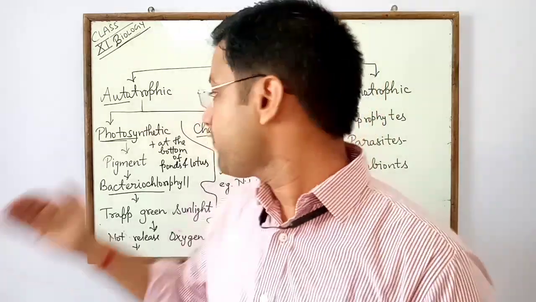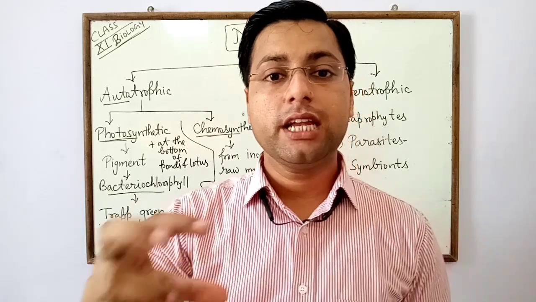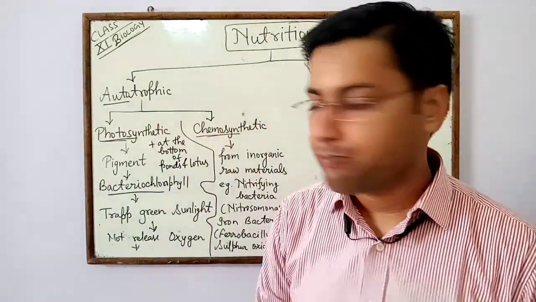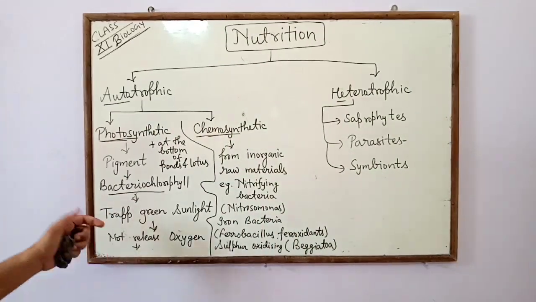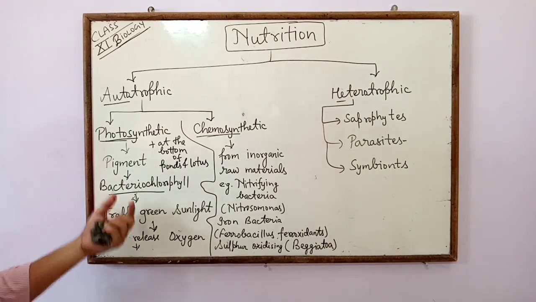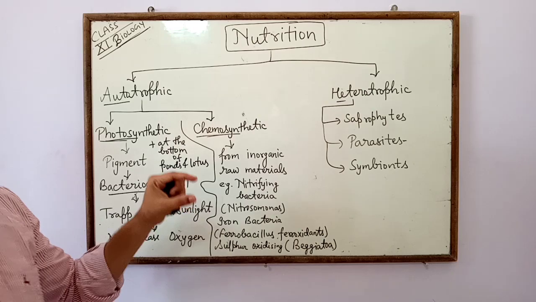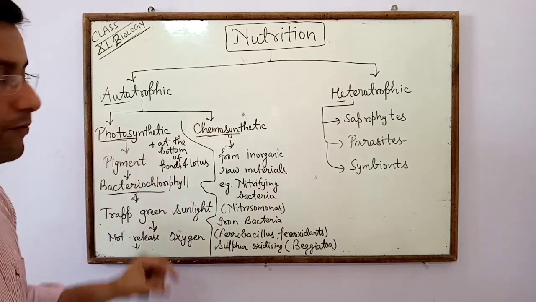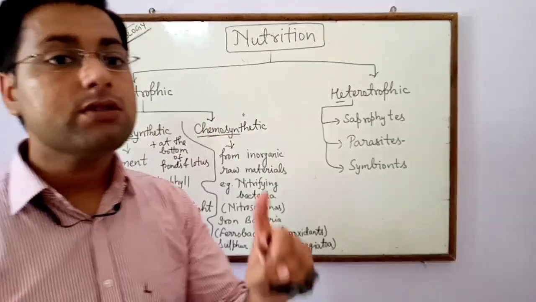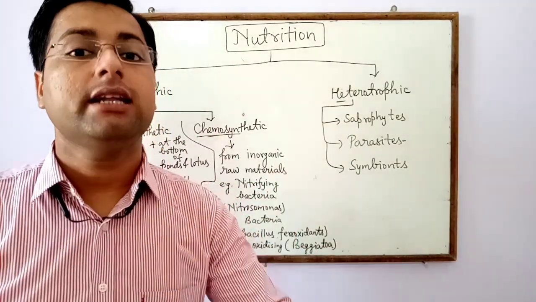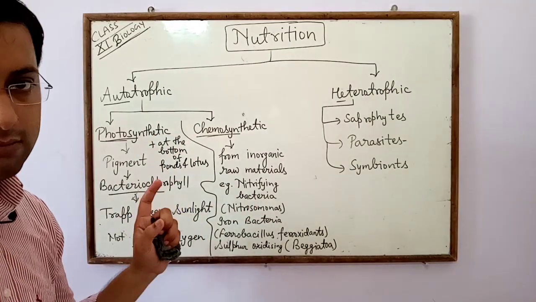So in photosynthetic bacteria, in some bacteria a special type of green sunlight trapping pigment is present, and that pigment is called bacteriochlorophyll. Bacteriochlorophyll traps the green sunlight, and through that light the photosynthetic bacteria synthesize their own food. One unique characteristic is there in the photosynthesis: in bacteria, photosynthesis never releases oxygen.